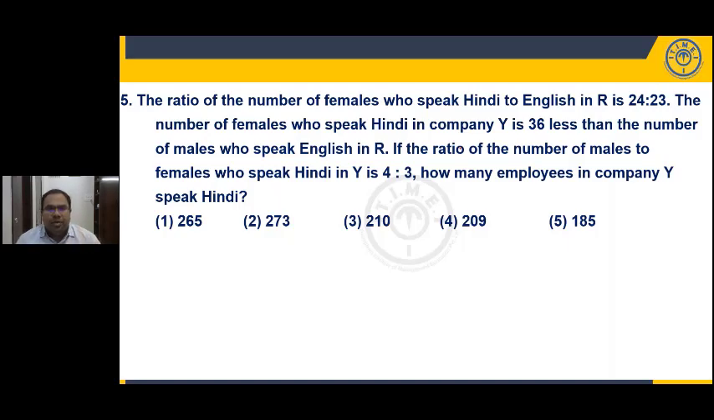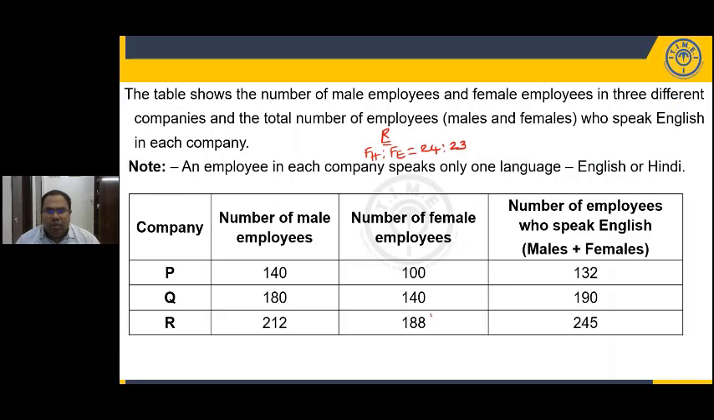So for R, I have females English, females Hindi, males English, males Hindi. I can put down this. Out of R, the ratio of females who speak Hindi to English is 24 is to 23. How many females are in R? 188. 24 is to 23. Generally, how will we do? What are total parts? 47. So, one part value 188 by 47.